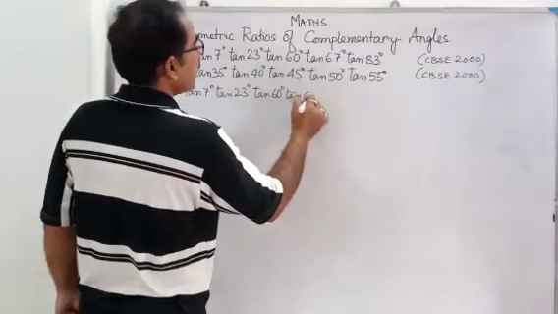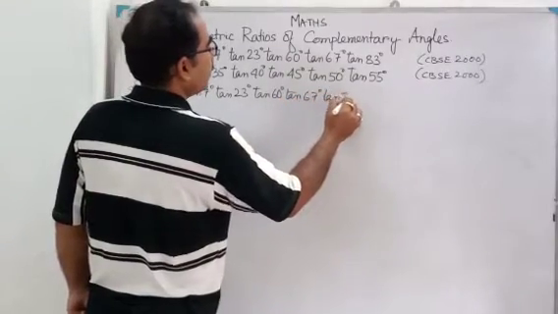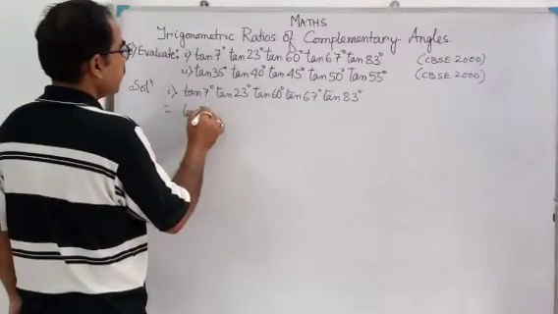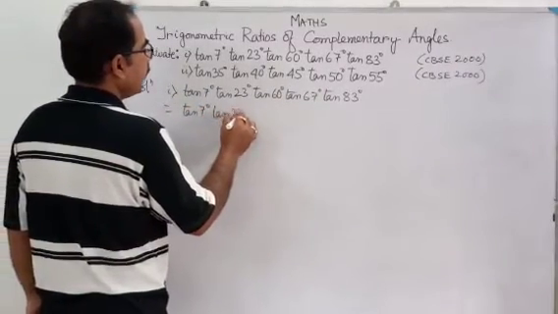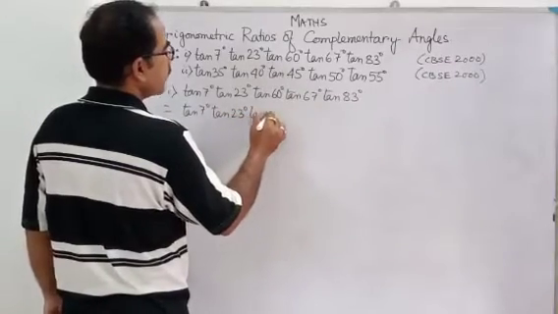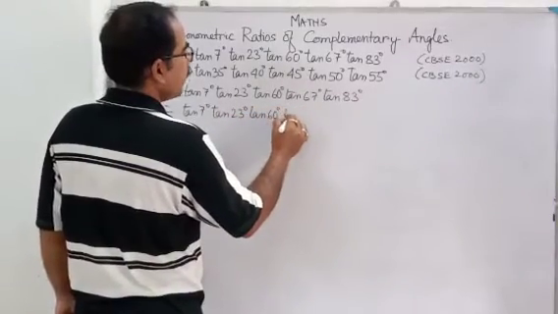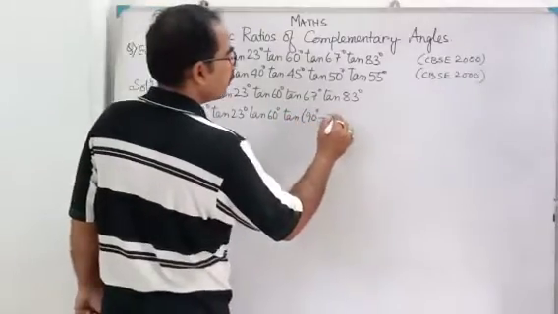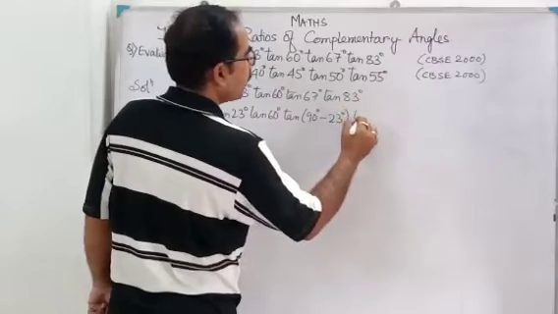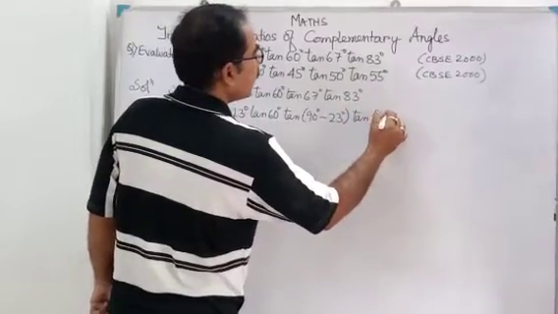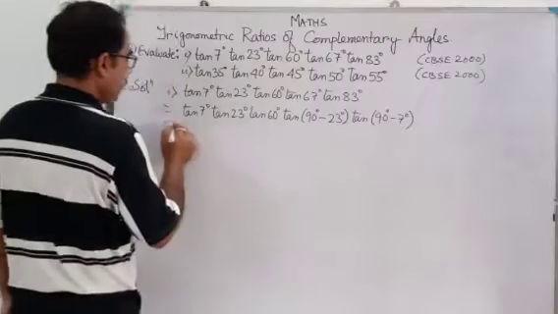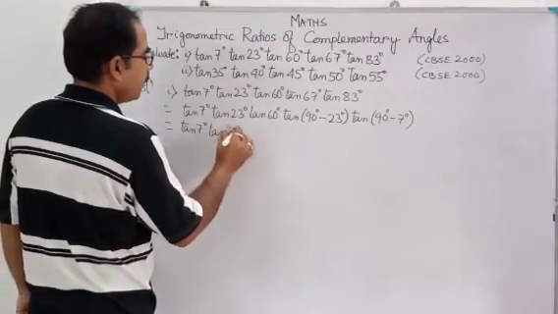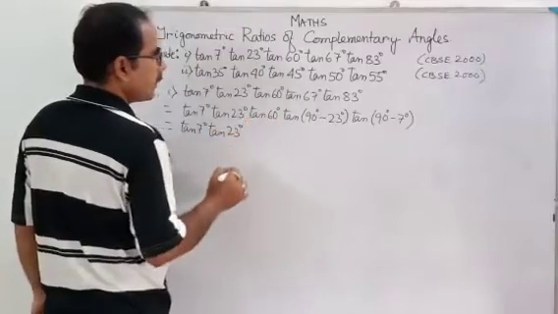Next, tan 67 degree and tan 83 degree. Okay, so now proceed. Tan 7 degree, keep it as it is. Tan 23 degree also no change. Tan 60 degree. Tan 67 degree can be written as tan 90 degree minus 23 degree, and tan 83 degree can be written as tan 90 degree minus 7 degree. Yes or no? So tan 7 degree, tan 23 degree, and tan 60 degree means what?